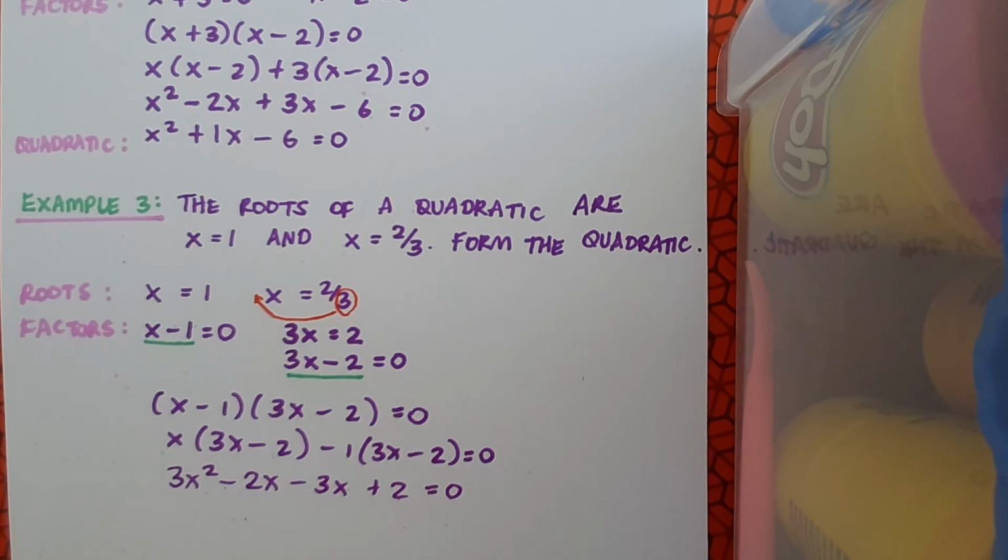And then just finally, one more little bit of tidying up to get our final line. And we end up with 3x squared. Now minus 2 minus 3, we're not multiplying here, we're just adding and subtracting. So minus 2 minus 3 makes minus 5, plus 2 equals 0, and that's my quadratic.